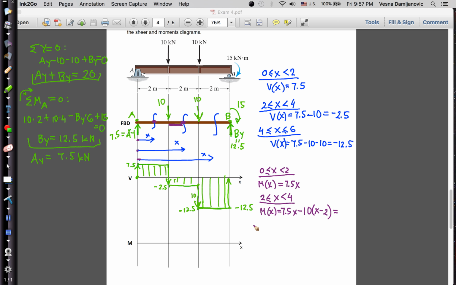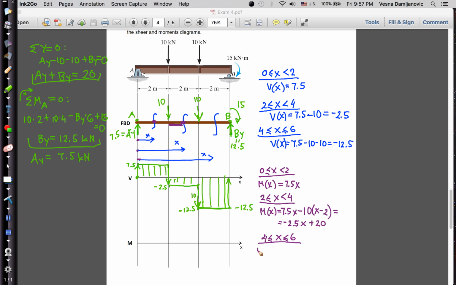And when you do the math, you get that the moment with respect to x, as a function of x, there is minus 2.5x plus 20. Finally, we have from 4 to 6, and that's the hardest one. There's more work there than in the others.